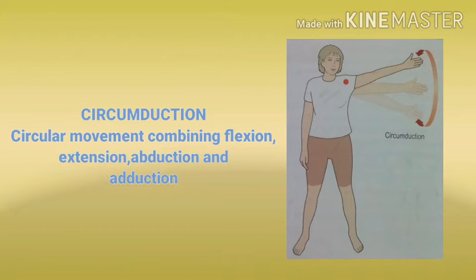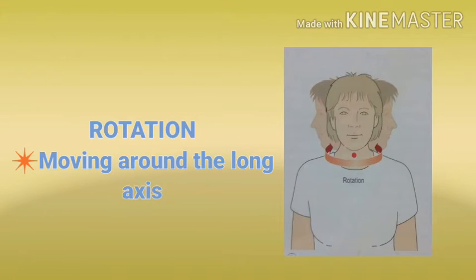Next one is circumduction. Circumduction means circular movement combining flexion, extension, abduction and adduction. Example, hip joint and shoulder joint. These joints are freely movable in circumduction movement. Next one is rotation. Rotation means moving around the long axis. This type of movement depends upon the long axis of the joints.